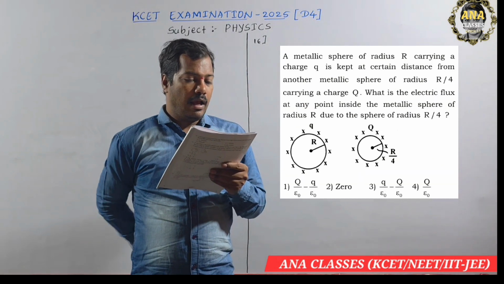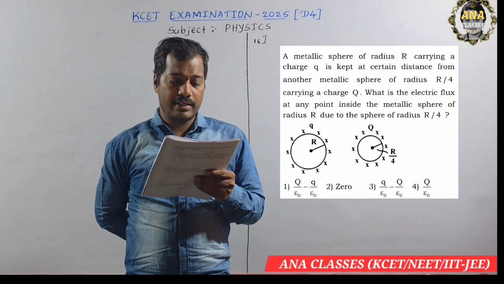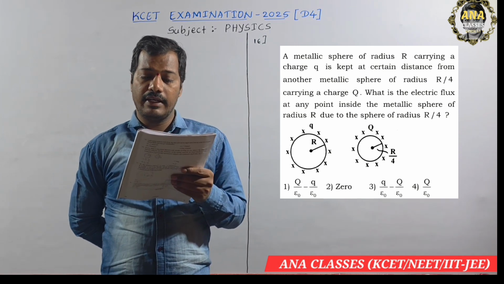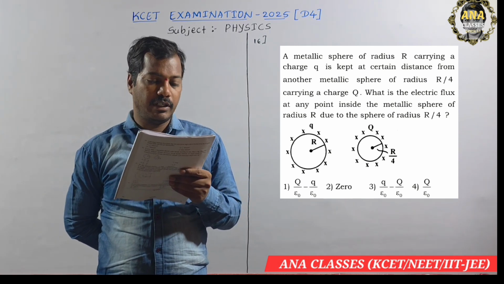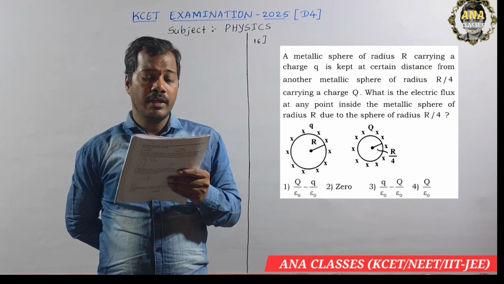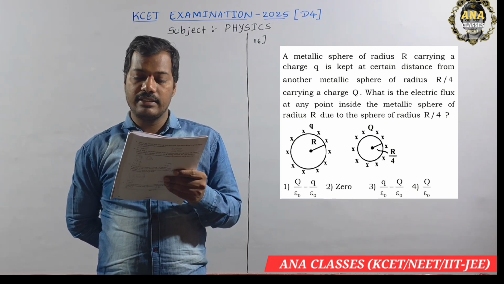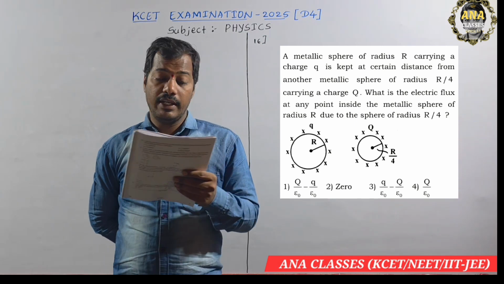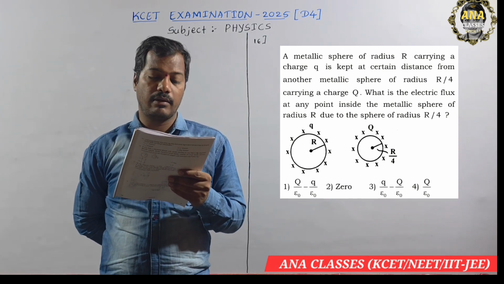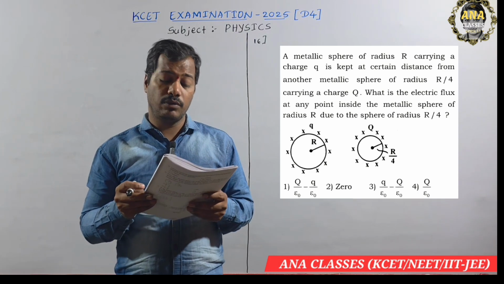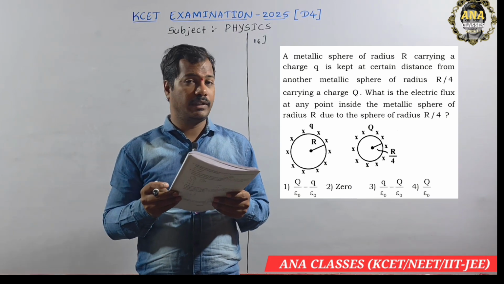16th question: a metallic sphere of radius r carrying a charge q is kept at a certain distance from another metallic sphere of radius r by 4 carrying a charge q. What is the electric flux at a point inside the metallic sphere of radius r due to the sphere of radius r by 2? According to Gauss law, inside the flux is completely 0, so the answer is 0. Second option is correct.